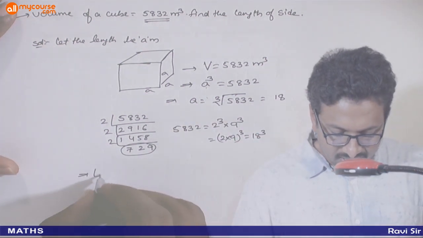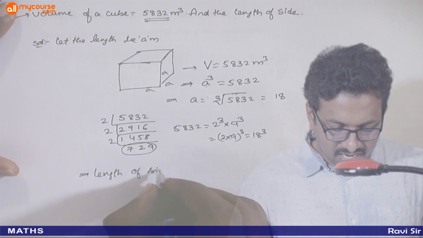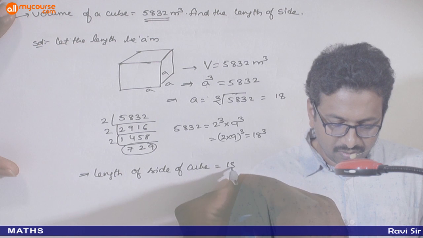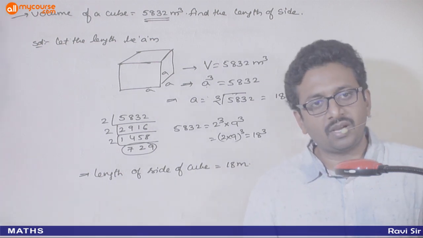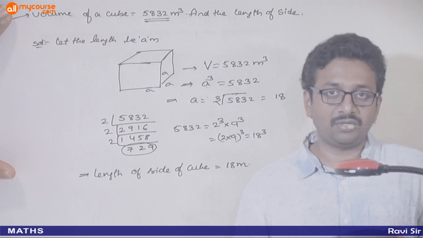So this implies length of side of cube is equal to 18 meters. अगर वॉल्यूम 5832 है तो लेंथ 18 meters होना चाहिए.